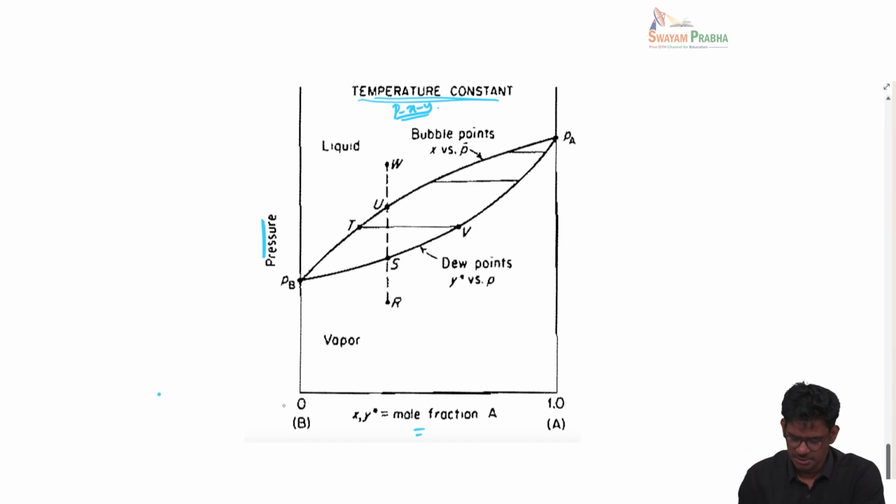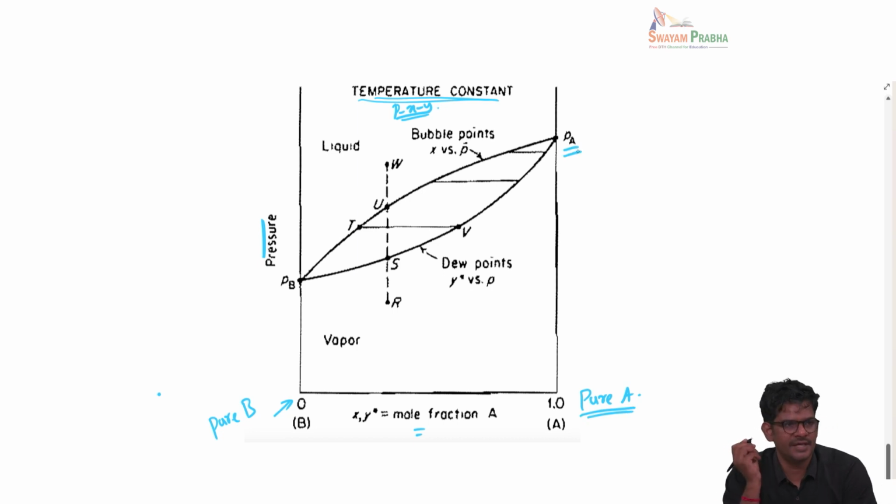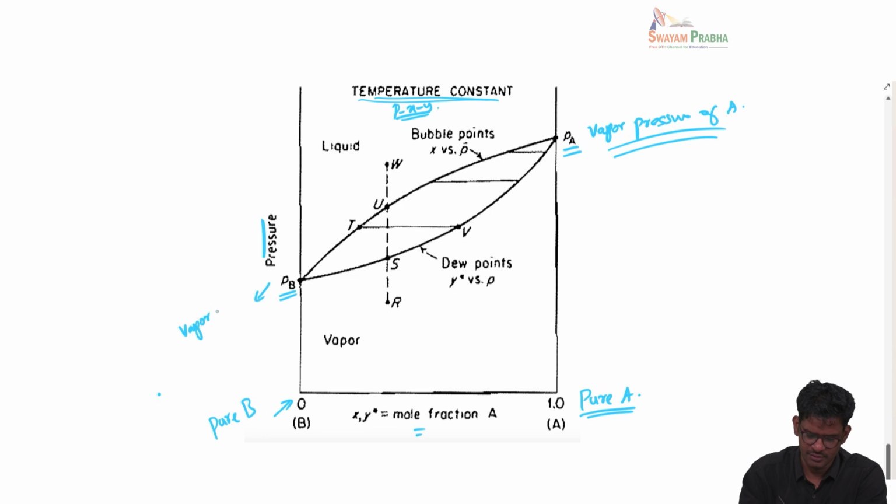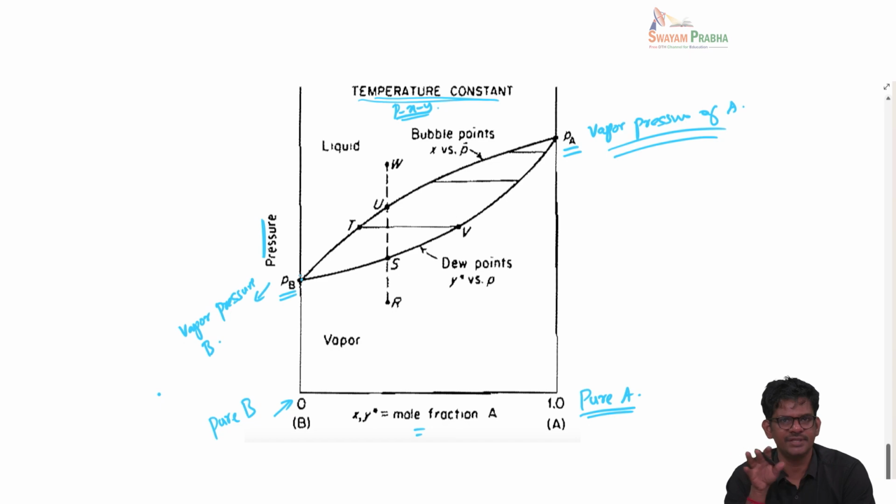So here x and y equal to 0 means pure B, and x and y equal to 1 means pure A. When you have pure A, this phase equilibrium line terminates at the vapor pressure of A. This vapor pressure of A corresponds to the temperature that you have held constant. If you change the temperature at which you cut this, the vapor pressure will also change. Similarly, for pure B, this will be the vapor pressure of B. So between these two vapor pressures of A and B, the composition can change.